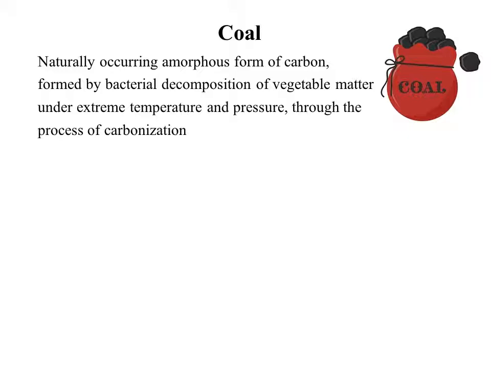Vegetable matter means plants, mostly. Plants get buried under the soil, and over a long period of time they get exposed to extremes of temperature and pressure, and the process of carbonization leads to the formation of an amorphous form of carbon. That's what we call coal, a completely black substance.